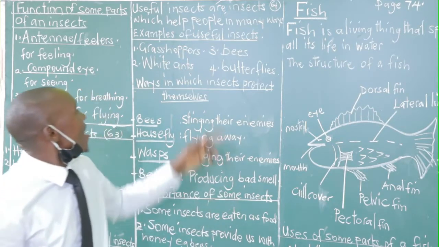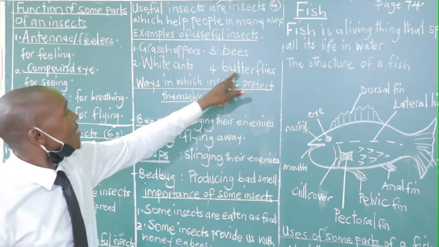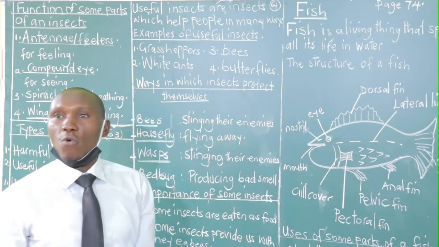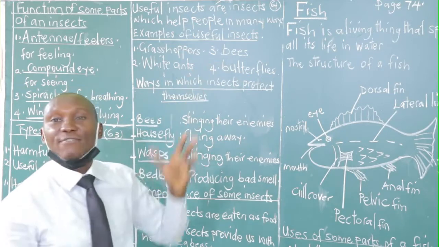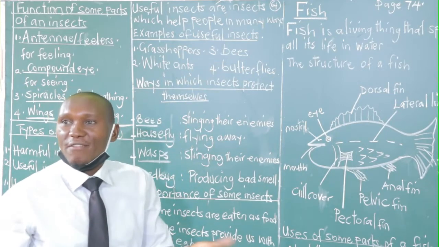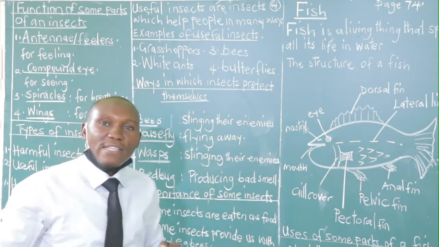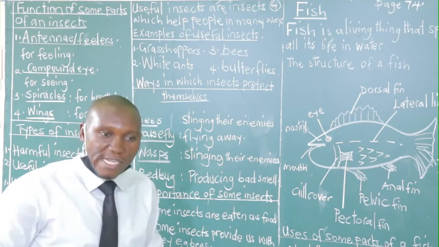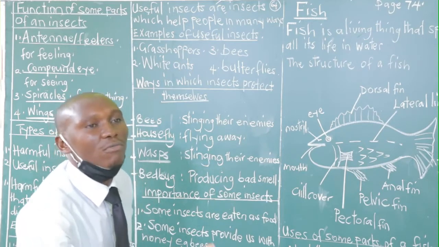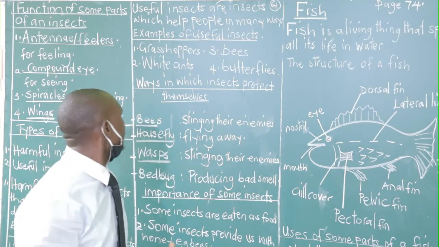Is it so? Then we have butterflies. These butterflies are also useful. How? They pollinate flowers. Then those flowers will turn into fruits. Then you get a fruit. You eat a mango. You get a mango and you start crushing it.